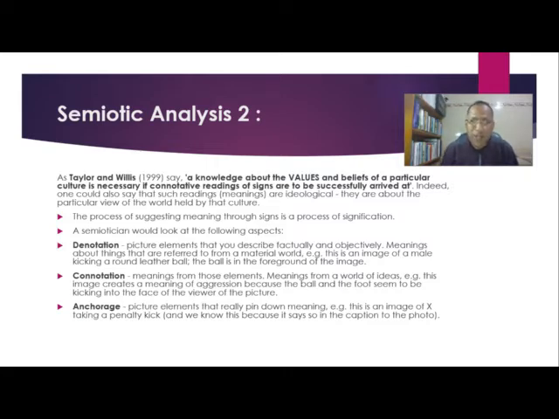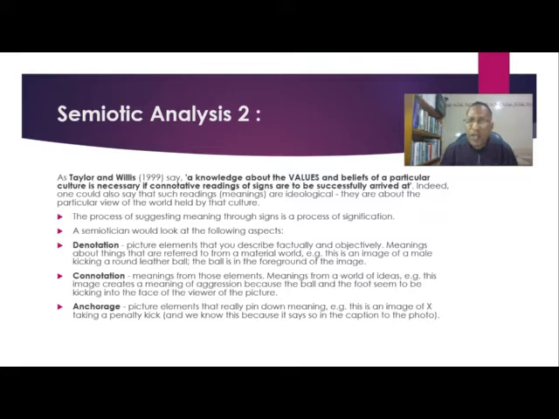Now let's go back to the connotation. Connotation is the implicit meaning, the meaning from those elements, the meaning from the world of ideas. For example, the image creates a meaning of aggression, such as somebody kicking the ball in the face of somebody else. We can interpret it as a sign of aggression because the ball and the foot seem to be kicking into the face of the viewer in the picture.